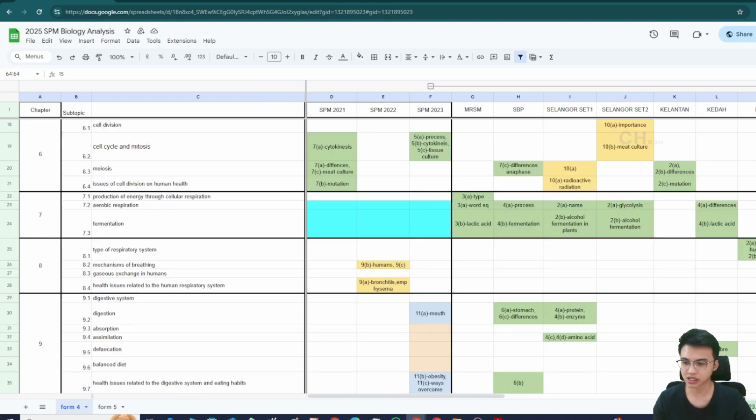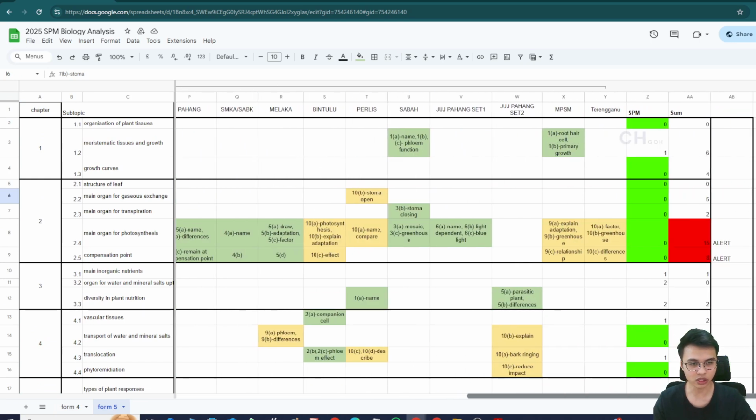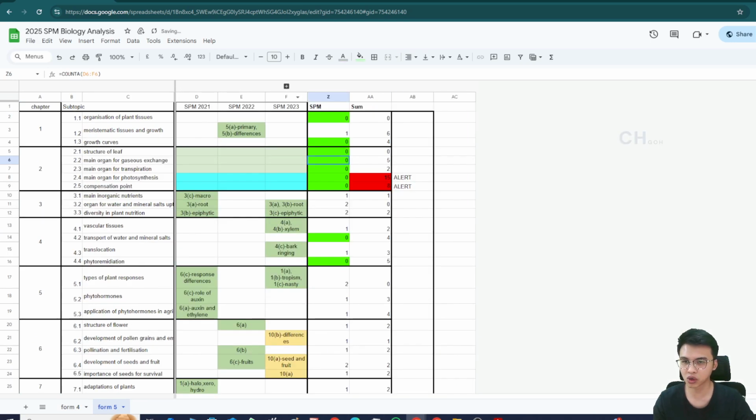We haven't ended yet. We still have Form 5, guys. Let's look at Form 5. We did the same as well. If you look closely, you realize that for chapter 2, none of the questions came out in the SPM before. None. And we have 15 and 8 times in the trial papers. 15, guys, 15. Super alert. Maybe this alert is for paper 3. I'm not pretty sure, but it came out 15 times and 8 times. This is really something that you need to take notes on.